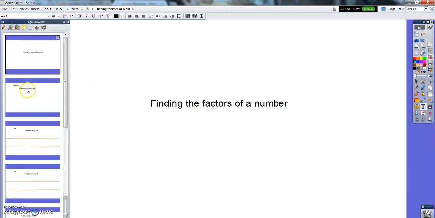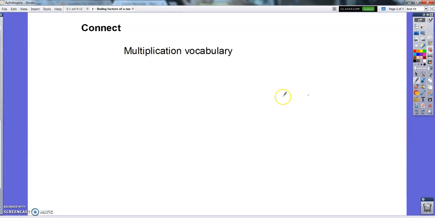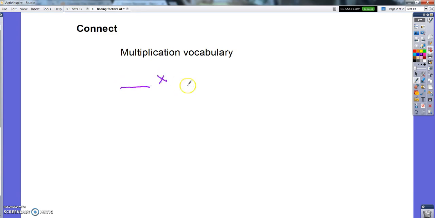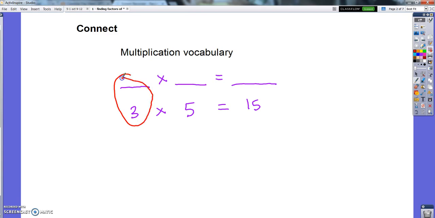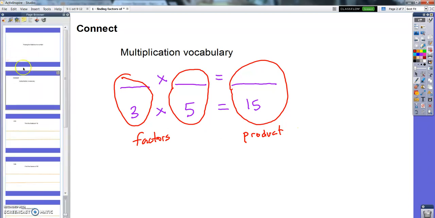Okay, so let me remind you of some multiplication vocabulary that you have learned in the past. When you've got a multiplication problem, like something times something equals something, or like 3 times 5 equals 15, these somethings, the two things you multiply, are called the factors in the problem, and this is called the product in the problem. That's some multiplication vocabulary, factors and product. So we're finding the factors of a number today.